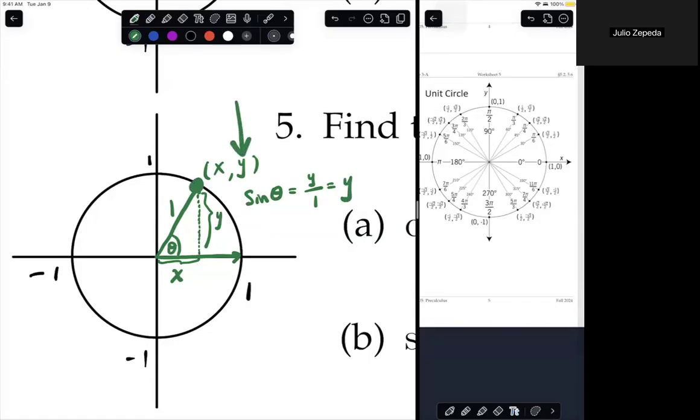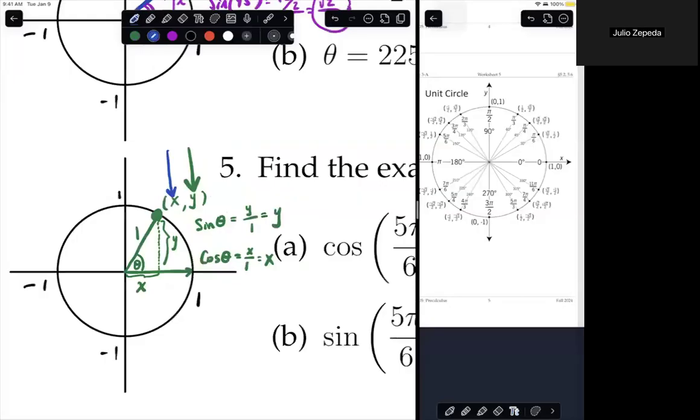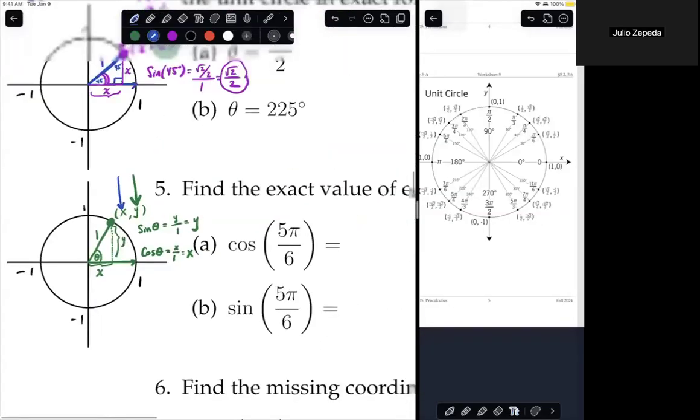Okay. The cosine of the angle theta is going to be what? The adjacent side length divided by the hypotenuse, which is just going to be x. So if you're asked to find the cosine of some angle theta, that is just going to be that first coordinate there. Okay. If you wanted to find the tangent of theta, let's go ahead and continue.